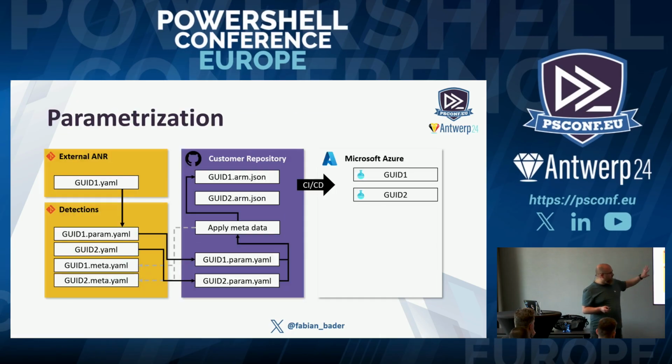And this is how this looks. So we have our external rules, we have our internal rules, and then we have so-called param YAMLs that contain the overwritten part. For external rules, we can do this globally. And for external and internal rules, we can also do it on a customer basis. And this gives us the opportunity to have internal rules with variables and external rules where we want to change maybe severity or certain other things within this analytic rule.